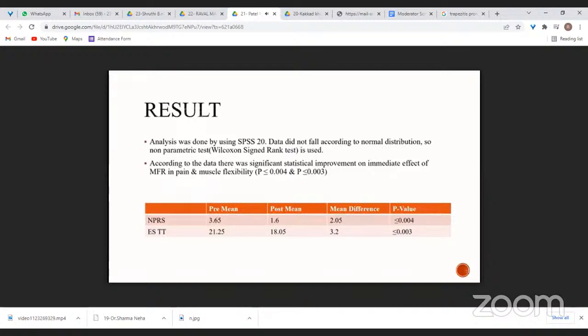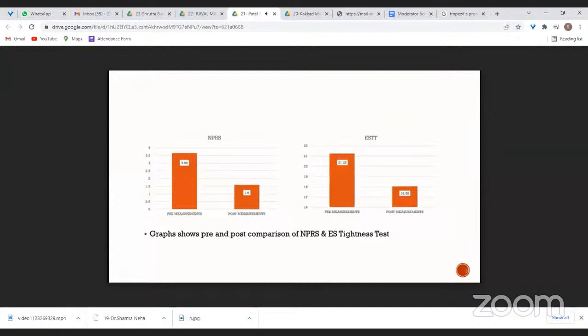According to the data, there was a statistically significant improvement in the immediate effect of MFR on pain and muscle flexibility as well. The p-value for pain is less than or equal to 0.004 and for flexibility less than or equal to 0.003. This table shows the pre-mean and the post-mean, the difference of the mean and the p-value. The graph shows the pre and post comparison of the NPRS and the erector spinae tightness test.